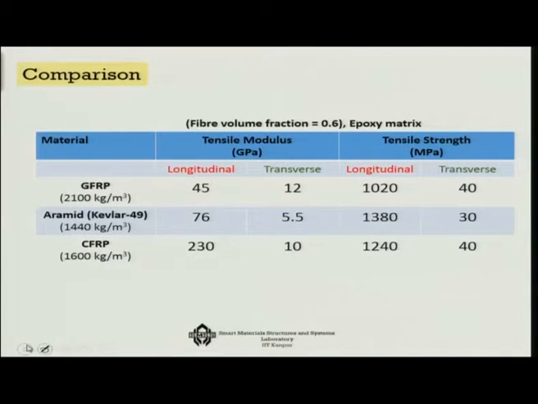Now if we compare the three types of composites with the same volume fraction of 0.6 and the same epoxy matrix, otherwise it will not be a fair comparison. GFRP density is the highest, 2100. Polyaramids are the lightest at 1440, and CFRP is 1600. So you can call polyaramid the lightest and GFRP the heaviest among them.